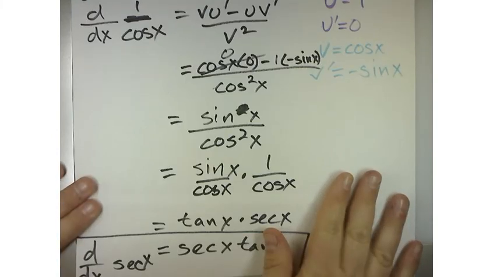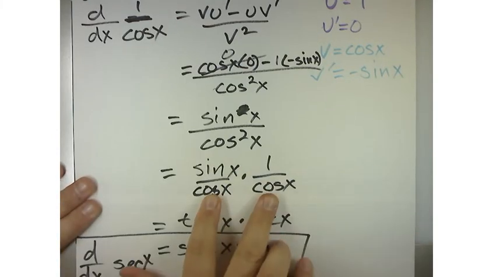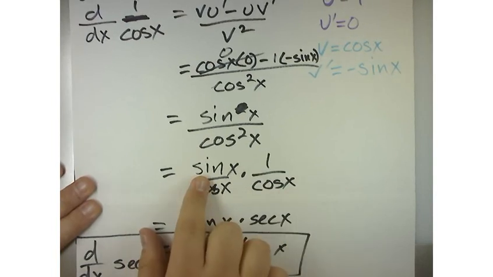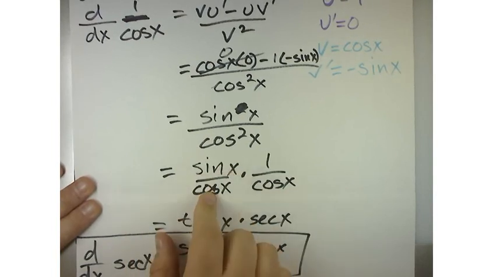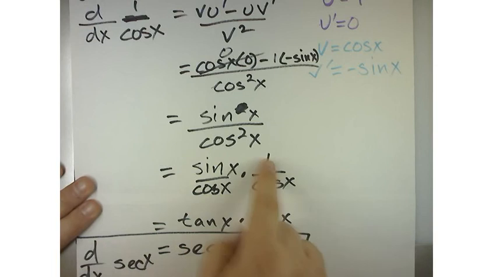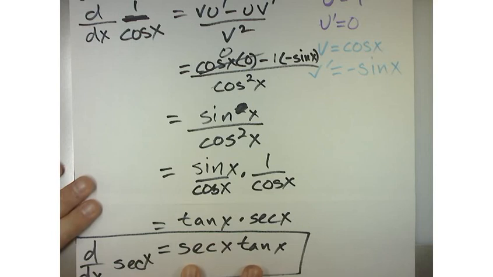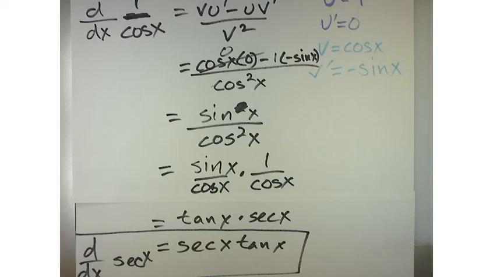Well then, if I separate the cosines, I have sine of x over cosine, which is tangent, and 1 over cosine of x, which is secant. By using the commutative rule of multiplication, I could flip-flop those, and I end up with secant of x, tangent of x. Does that make sense to you guys? Any questions?